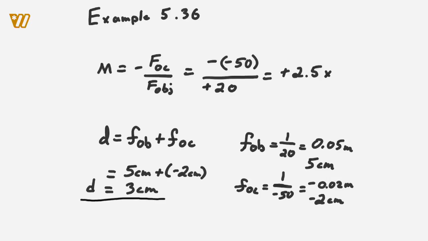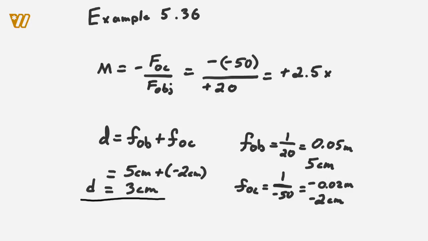All right, guys, good job dominating that example. Let's move on and go through example 5.37. It says a patient is using the same 2.5 Galilean telescope from the previous example to view an object 25 centimeters away. How far apart should the lenses be set in order for the patient to view the object clearly through the telescope?